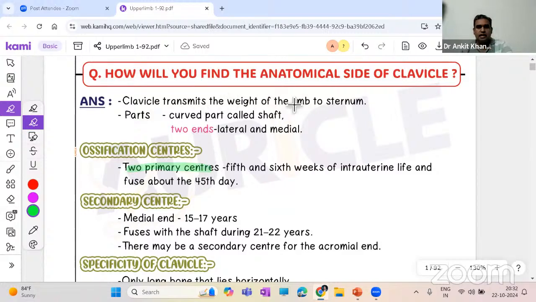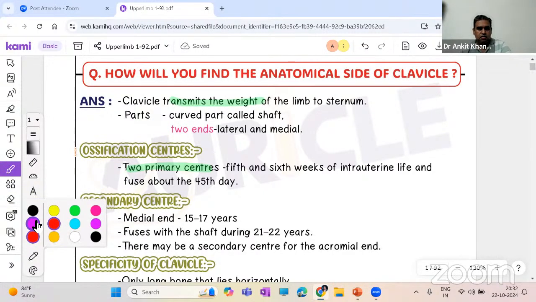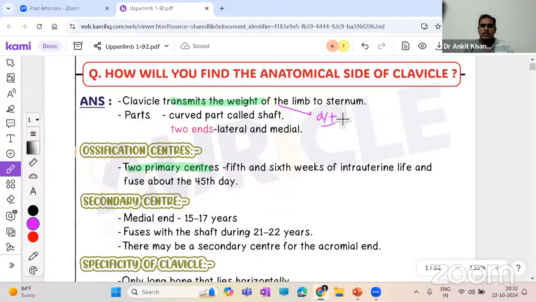So clavicle transmits the weight of the limb to the sternum. That is also important. Now, there will be questions every time, so let me point them out. As the first line goes, clavicle transmits the weight of the limb to the sternum. The line is clear. And it is due to this reason that it is one of the most common bones in the upper limb to be fractured.